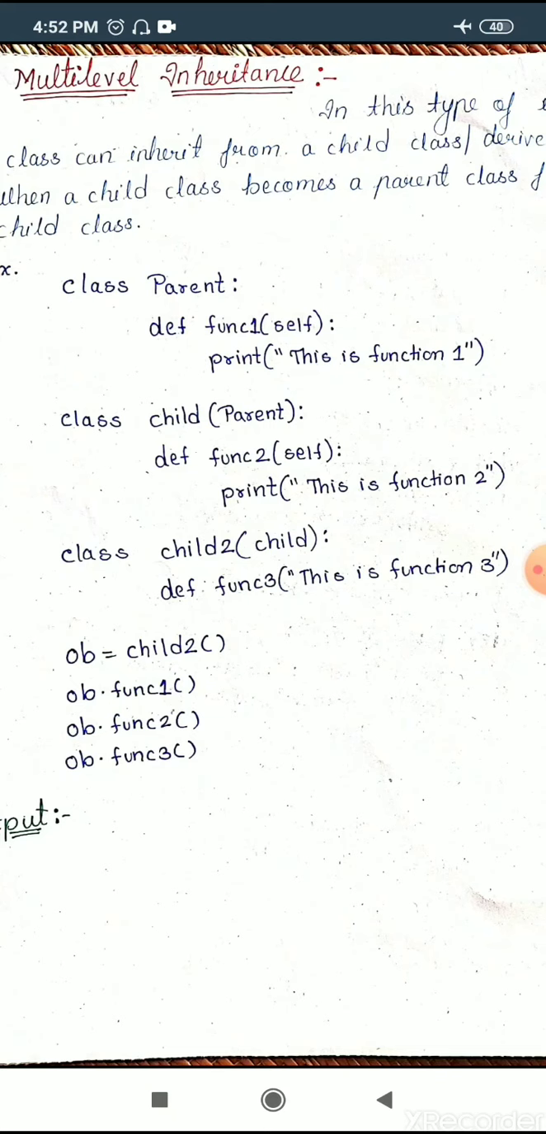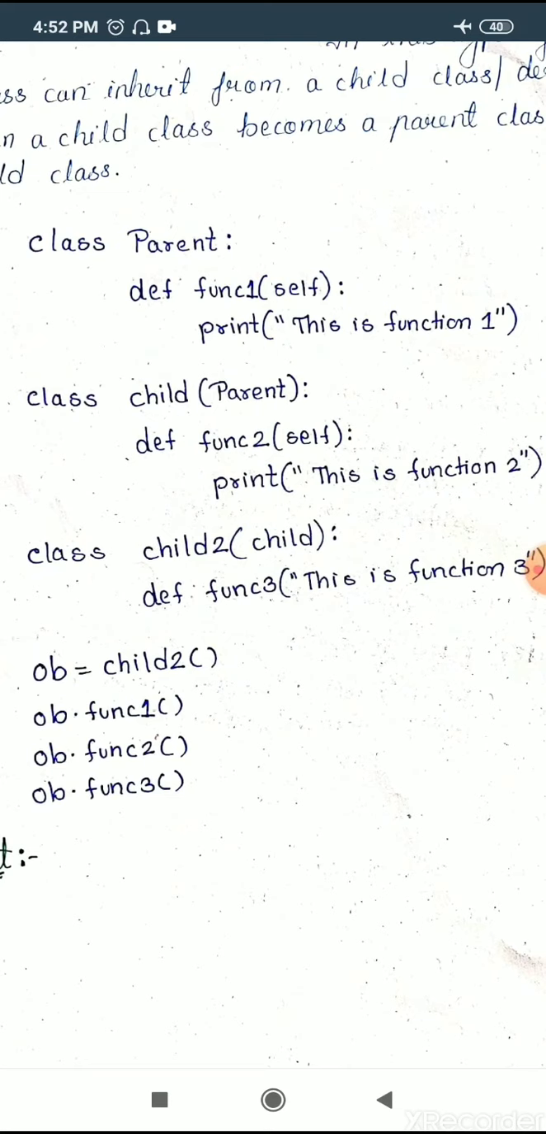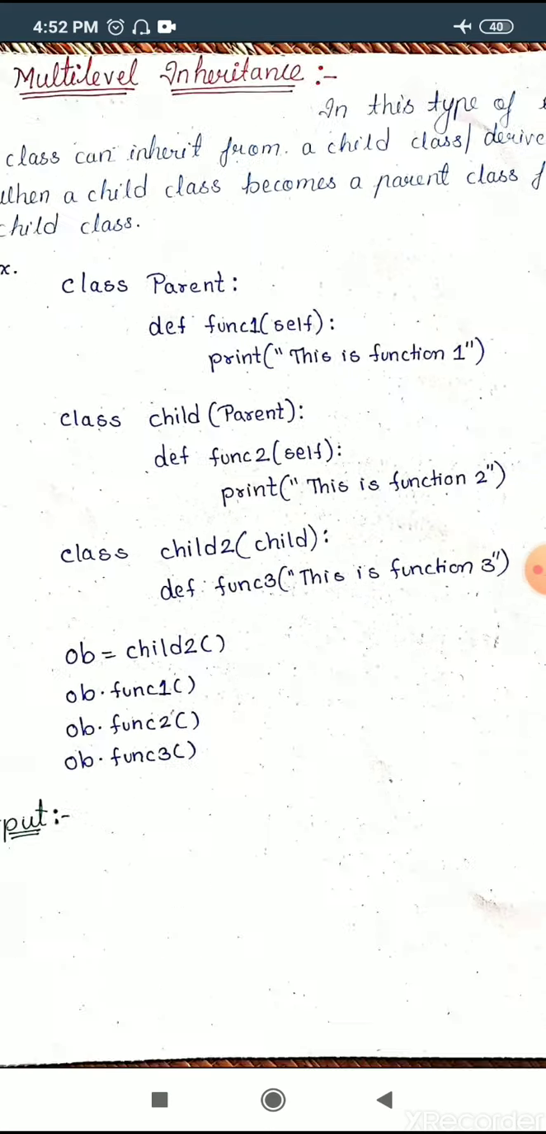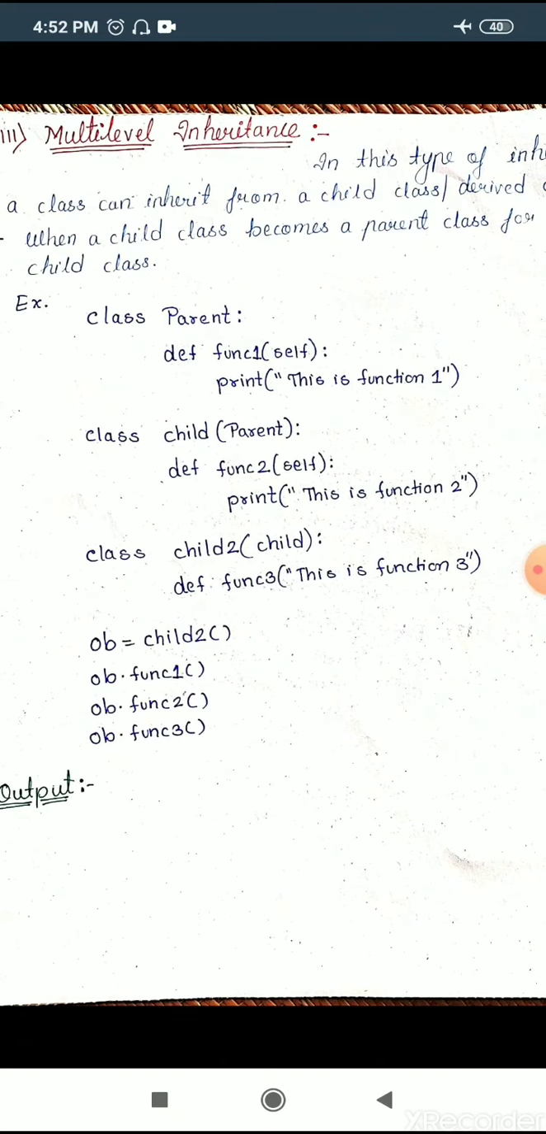So it is but obvious I will be allowed to call the method of a child class, right, because I have inherited from it. But also, as this child is inherited from the parent class, I am allowed to call the methods of that class also. So as you can see over here, ob.function1, ob.function2, ob.function3. I forgot here to write down the output, but definitely you are going to get the output as this is function 1, this is function 2, this is function 3.